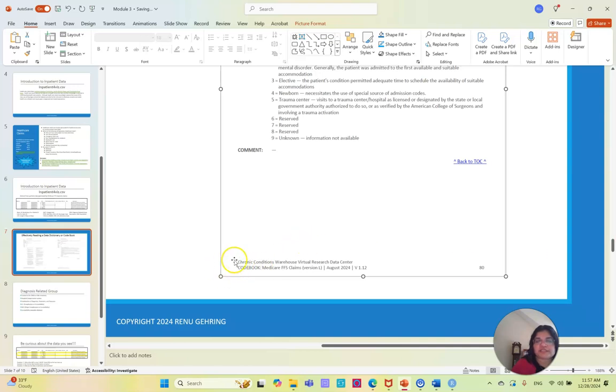This is the Chronic Conditions Warehouse Virtual Research Data Center, and this is the code book from there. By the way, the Virtual Research Data Center is a portal, and behind it live Medicare fee-for-service claims. There are companies that specialize in getting VRDC seats and then going inside the portal, adhering to Medicare's rules, and then taking the data, summarizing it, and then selling the data to companies such as life science companies and pharmaceuticals.